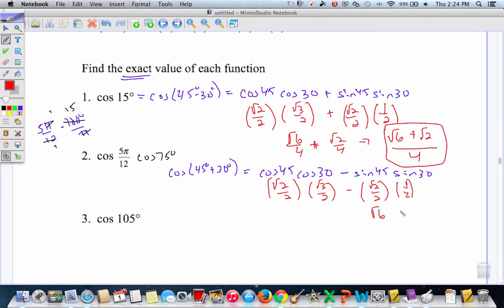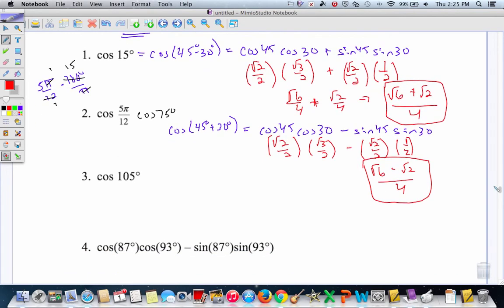Notice the same answer. I'm going to shortcut it this time. Minus the square root of 2 all over 4. It's the same answer as above, but with an opposite operation in between, because we did the sum of two angles instead of a difference.